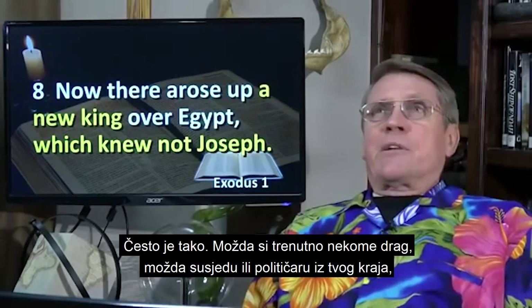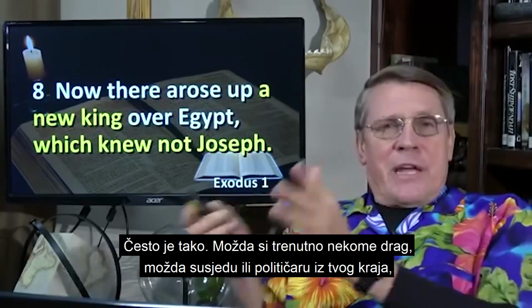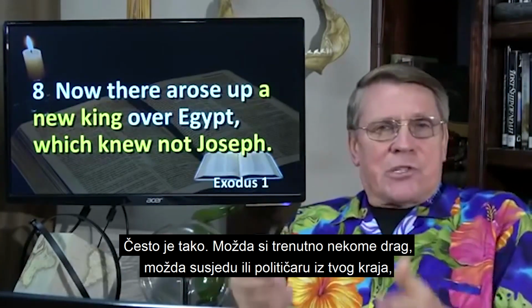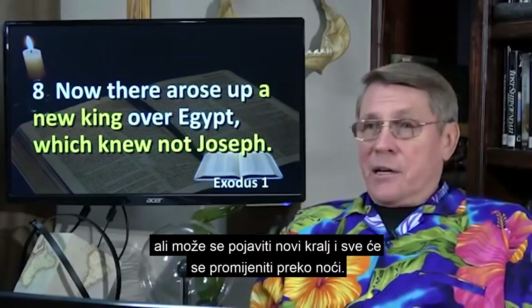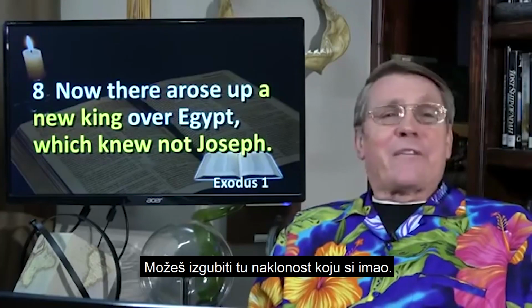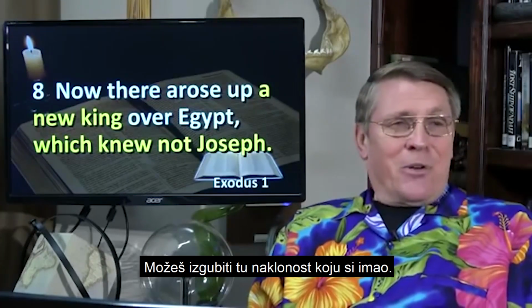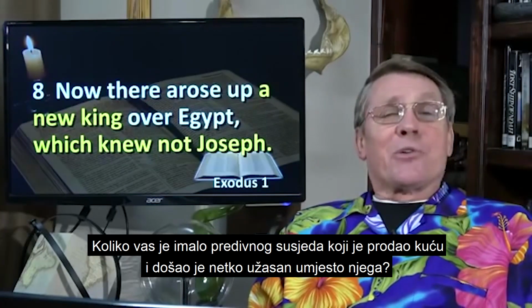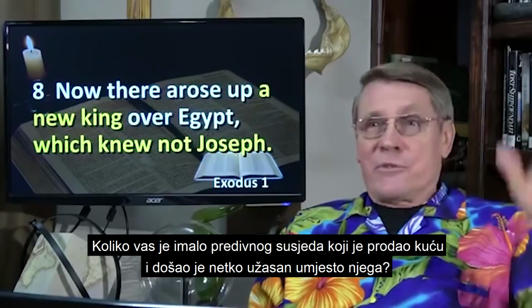Now there arose a new king over Egypt, which knew not Joseph. There's always somebody. You may have favor now with somebody, your neighbors or the politicians in your area, but a new king can come on the scene and that can all change overnight. You can lose that favor that you had. How many ever had a wonderful neighbor and they sold the house and somebody grouchy or awful moved in next door?